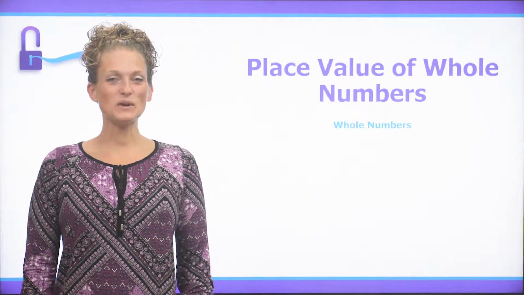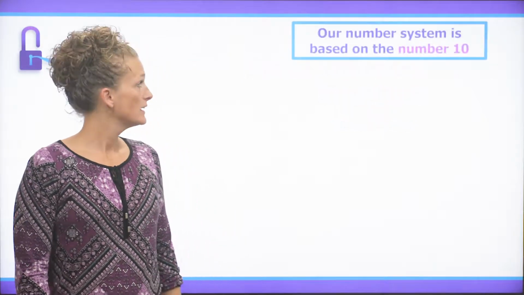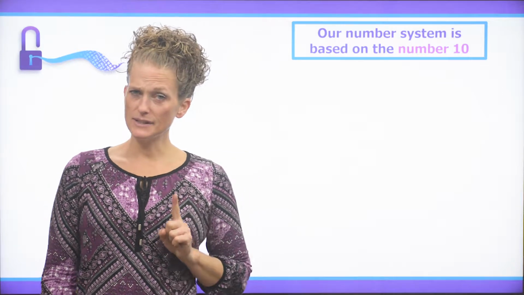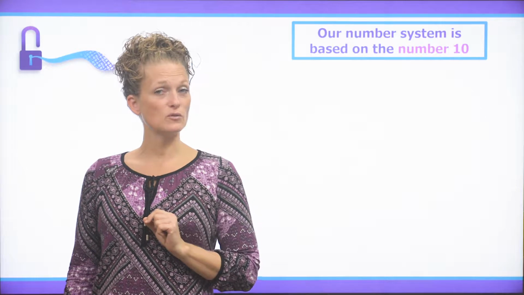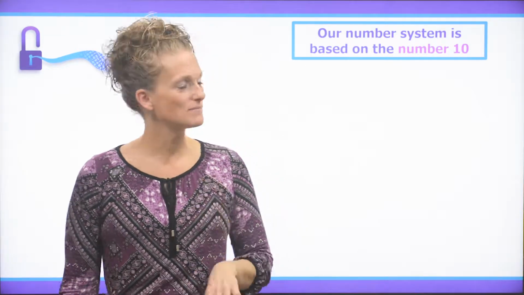In today's lesson, we're going to talk about the place value of whole numbers. Now, our number system is based on the number 10, and there are many different theories as to why that is. But one of the commonly agreed upon reasons is the fact that we have 10 fingers and 10 toes.